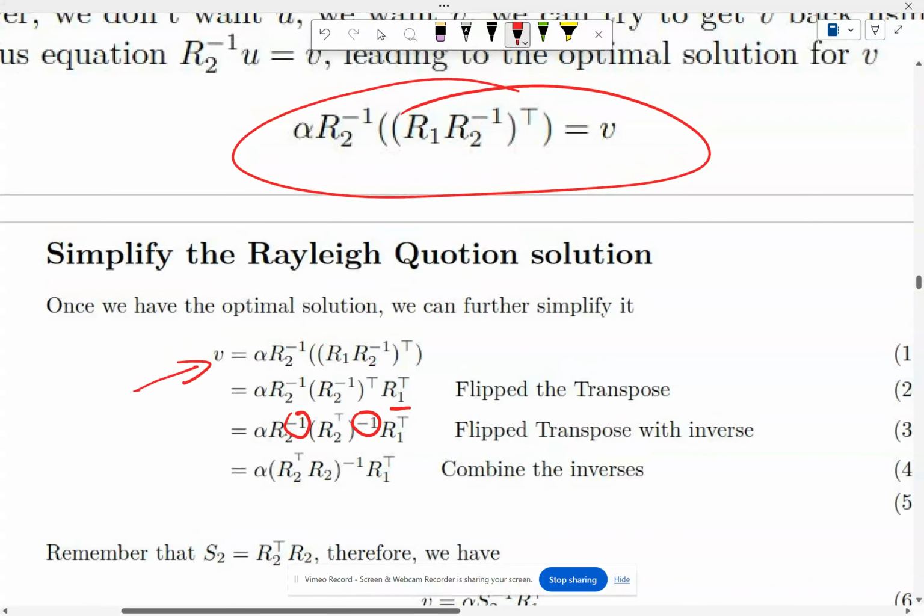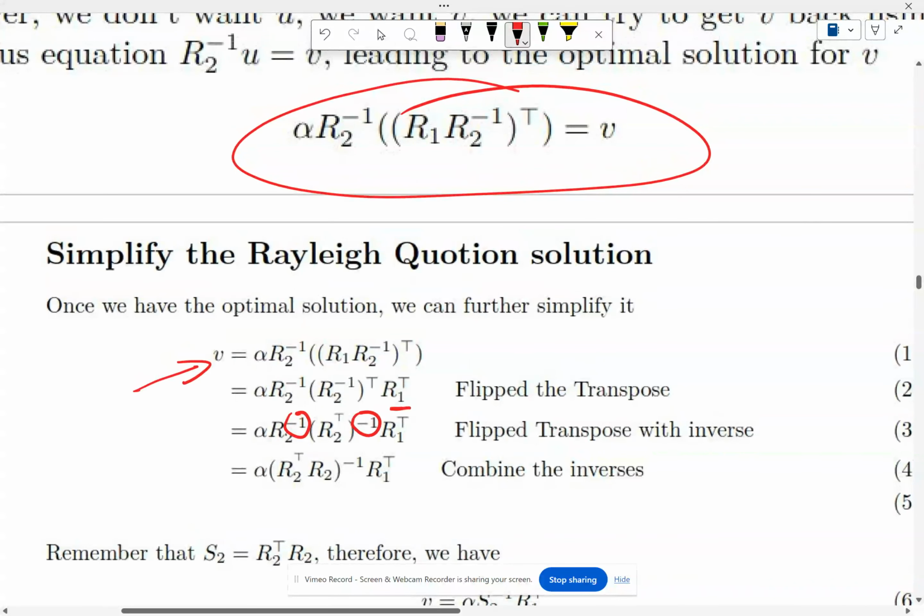R2 transpose. Let's go back to the beginning. What's R2 transpose R2? Well, it's just that original S2 like matrix. So we can find it. R2 transpose R2, right here. That's just S2. Therefore, I'm just going to put S2 here to make it simpler. So the optimum solution V is just equal to alpha S2 inverse R1 transpose.